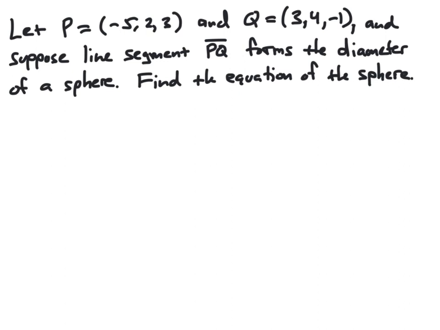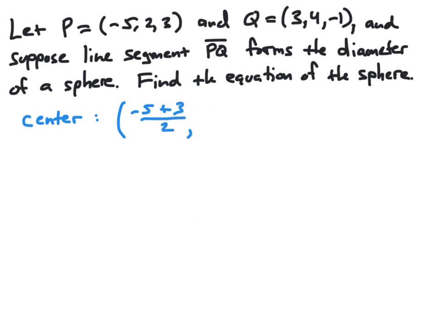Since PQ forms the diameter of a sphere, we know that the center of our sphere is going to be the midpoint of the line segment between P and Q. And so our center can be found using the midpoint formula. In this case, we're going to compute the midpoint by taking the appropriate coordinates of our points P and Q, adding them together, and dividing by 2.